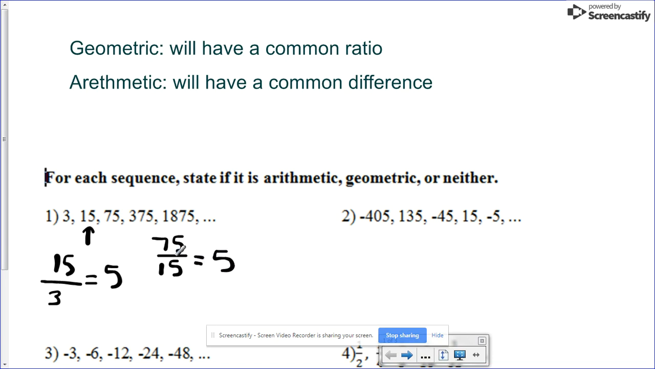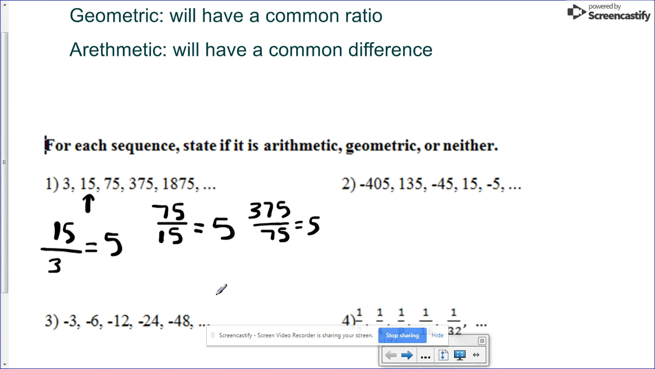So I'm just going to keep doing that and make sure that every single term I have has a common ratio. So I would take 375 divided by 75, and I also get 5. So you can keep trying for that last one, but this is a geometric sequence because they have a common ratio. So try number 2, see if they do have a common ratio. If they do, then it's called geometric.